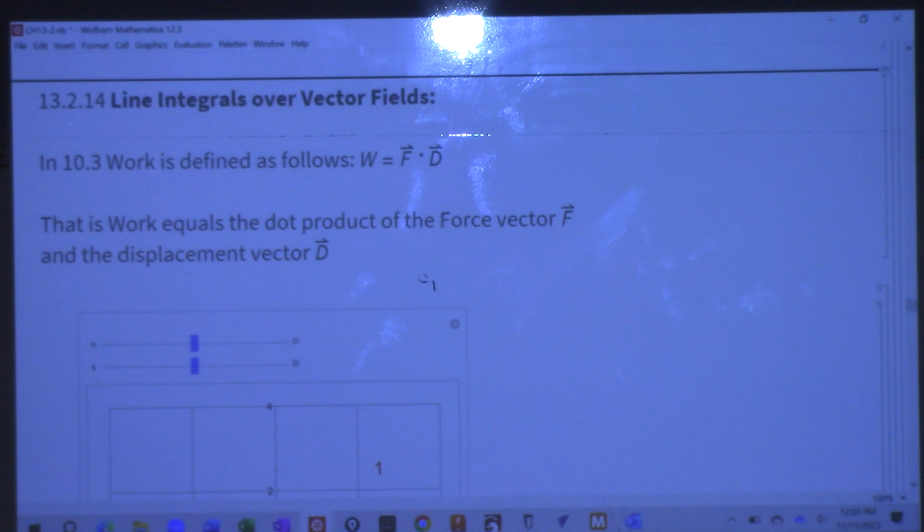So back in chapter 10, section 3, we actually talked in this class about defining this thing called work. And we said work is your force vector dotted with your displacement vector. And I showed you this picture of force and displacement. If you take two vectors and dot them, you can figure out the work done, right?